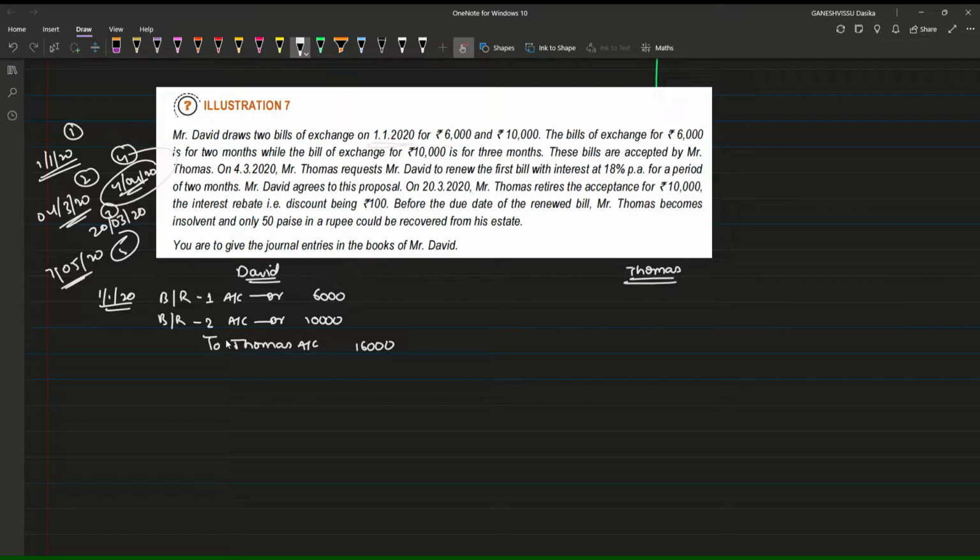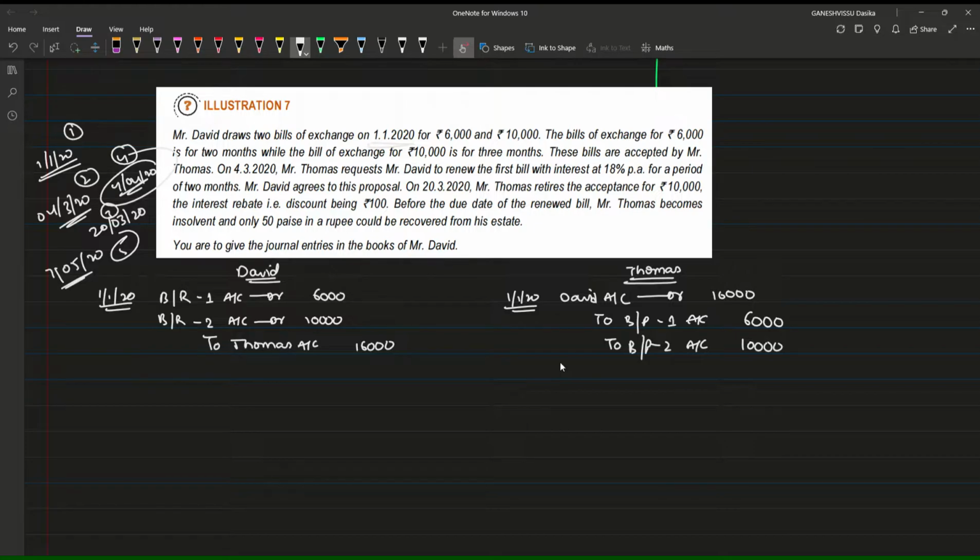I am not writing narrations here. In the books of Thomas on 1/1/2020, he would be recording David account debit to bills payable 1 account, to bills payable 2 account. First bill is for 6000 and the second bill is for 10,000 rupees. So total amount is 16,000 rupees. These are the two entries which they are going to record first, right?